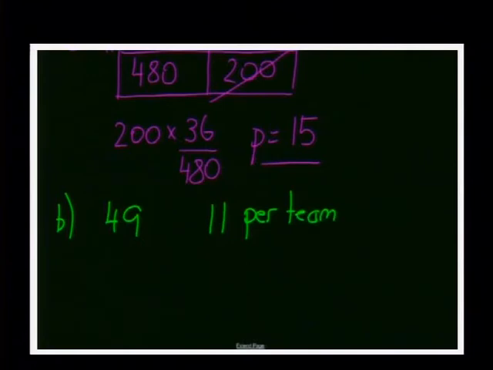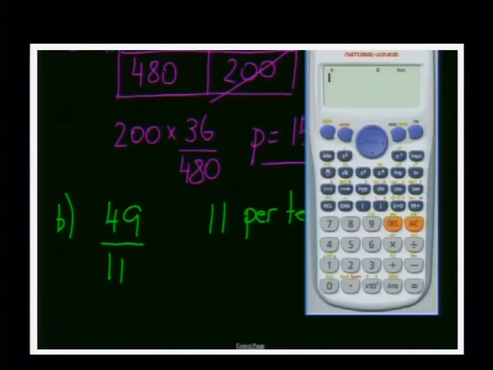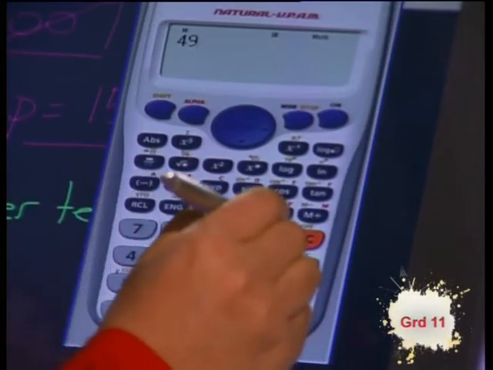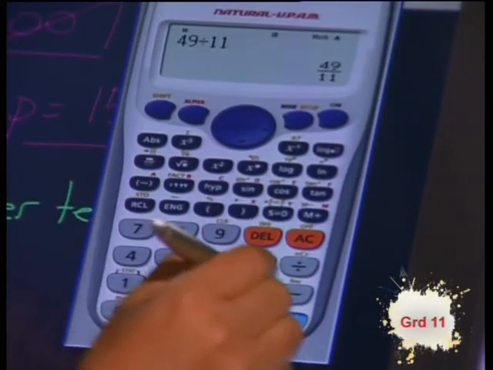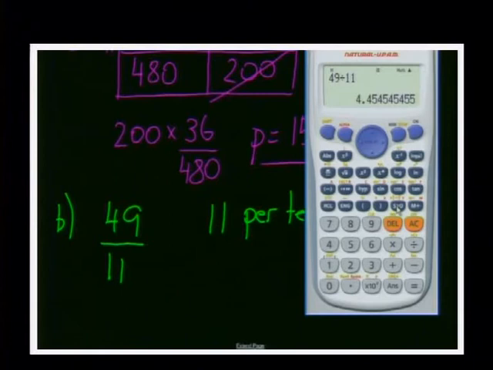So to calculate how many teams, we're going to take the total number of boys and divide by 11 players per team. Let's do that on the calculator. We've got 49 players and 11 per team, and we end up with an answer of 4,45. Let's round it off, so 4,5.